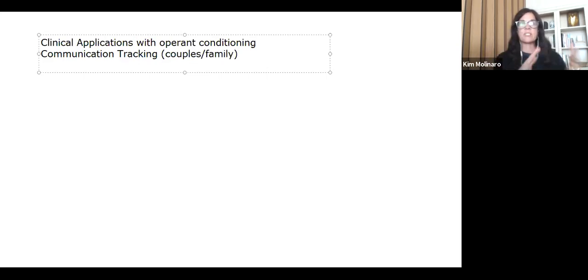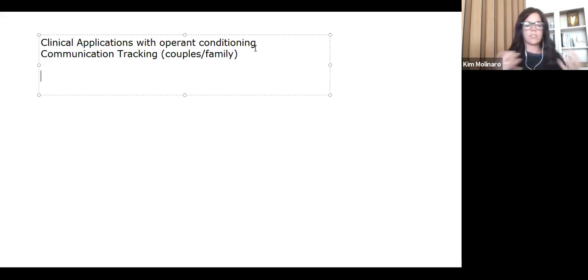Another way that operant conditioning is applied is through communication tracking. And we can do communication tracking in couples or in family work, where we try to look at the different dynamics between the family members and make sure that we're reinforcing behavior we want to increase, and that we're not reinforcing behaviors that we want to decrease. And I thought perhaps we could do an example where there's some very anger reactive dynamics in a relationship. And if this example makes you uncomfortable, you can fast forward through it.